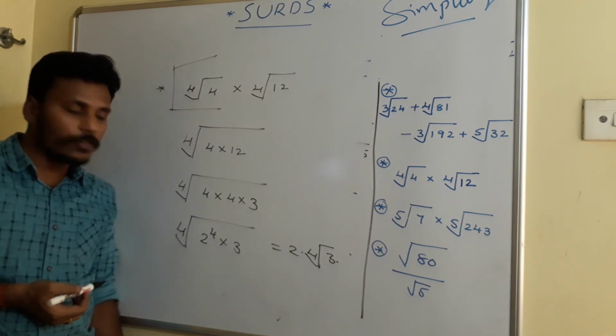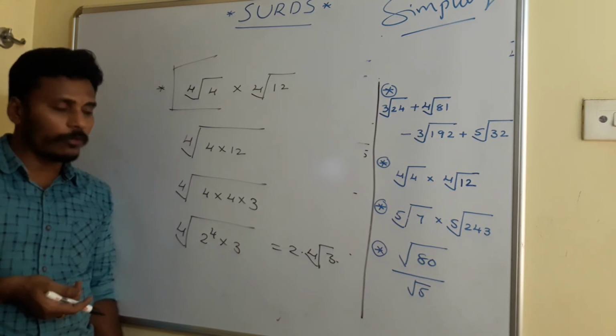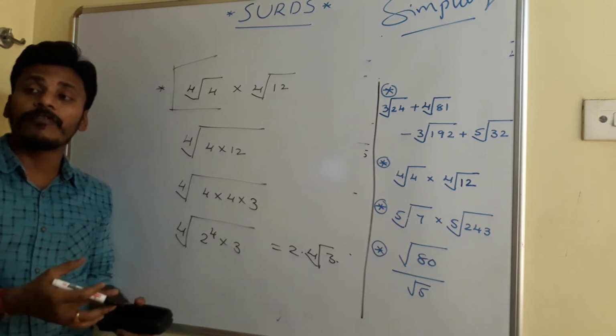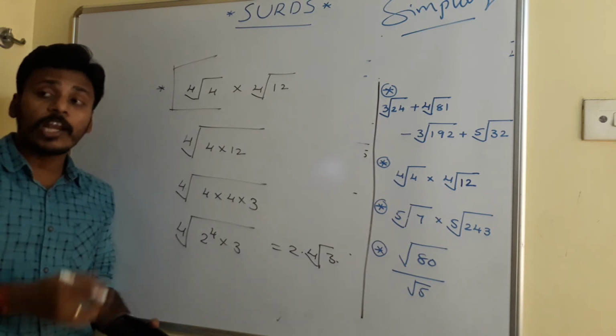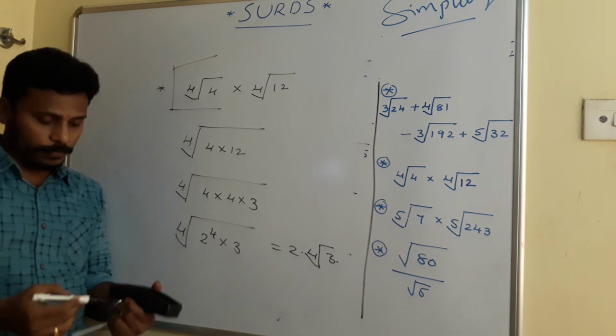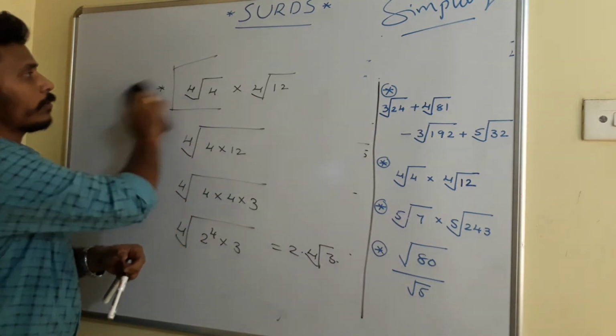After multiplication of these two, we have this value as your final answer, 2 into the fourth root of 3, right? So this is the way to multiply two surds if they are of the same order. If they are not of the same order, how to multiply? That's what we are going to discuss afterwards. I am going to erase and move to the next one.